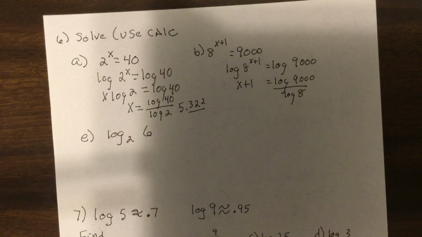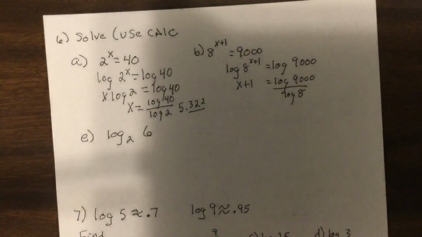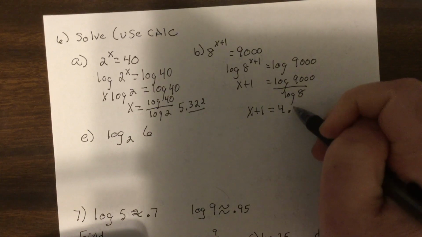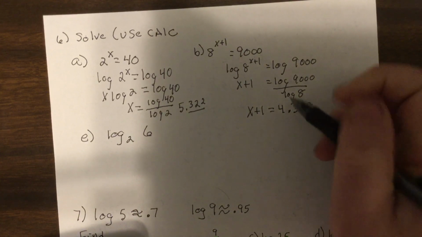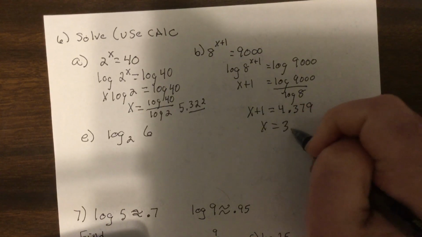So again, get my handy dandy trusty calculator. So log of 9,000, divided by log of 8. And that is 4.379. But this is x plus 1, so now you have to subtract 1 to get x by itself.